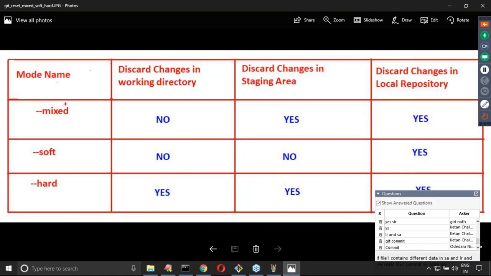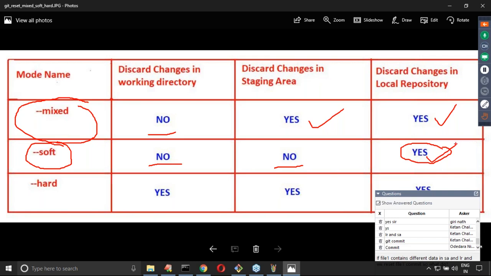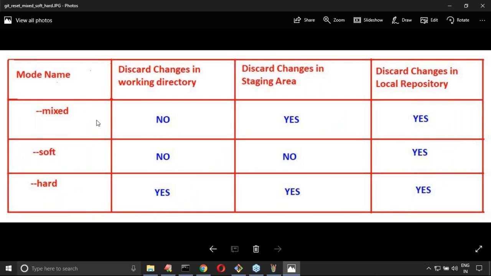Sir, here, mixed mode: discard changes in the working directory? No. Discard changes in the staging area? Yes. Discard changes in the local repository? Yes. Okay. Next, if I use soft, it won't delete the changes in the working directory. It won't delete the changes in the staging area, but it will delete the changes only in the repository. If I use hard, everywhere it will be deleted, friends. Clear, right?